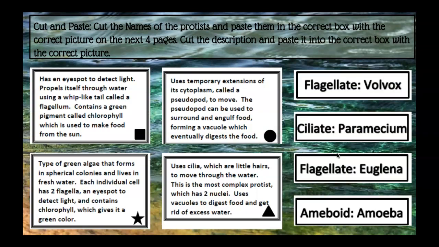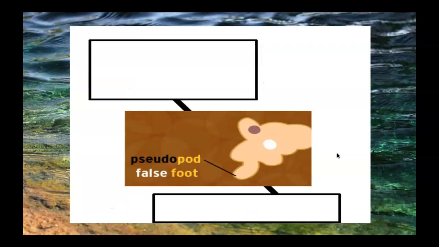Next it says a cut and paste activity. So you'll be clicking on the pictures and pressing cut or copy. And then on the next couple of slides, you're going to paste them in based off of the description that it gives you. So for example, here it shows you a picture of a pseudopod, which is a false foot.